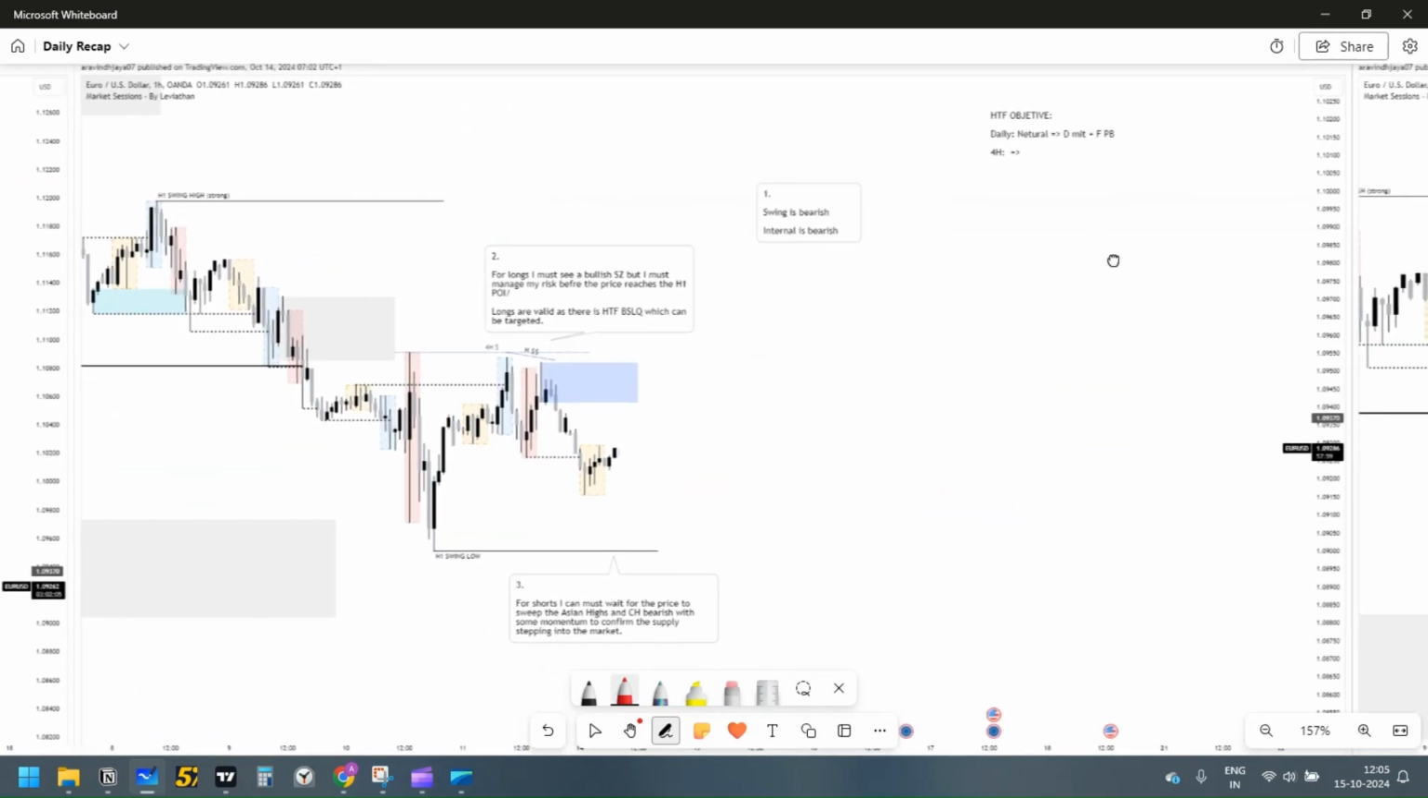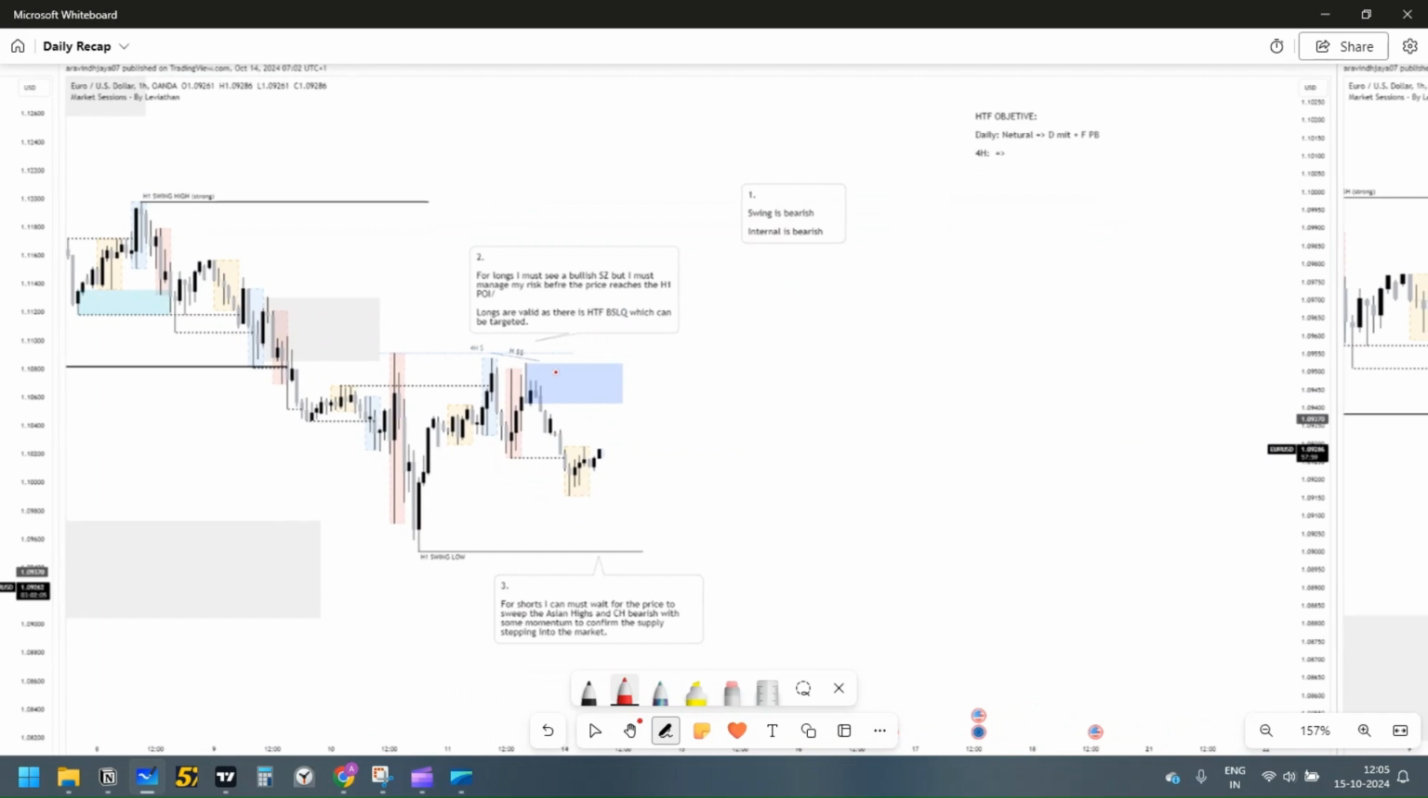This is the H1 chart. The swing structure is bullish. The swing structure is bearish. The internal is bullish. This is not bearish. This is actually bullish. Sorry, internal is actually bearish, because the price again made a bearish IDM box down. So the internal is bearish, which means that the price is in phase A, which is the high probability phase.